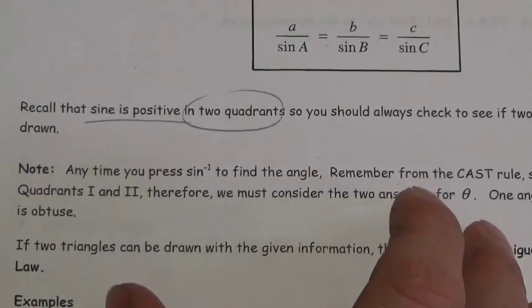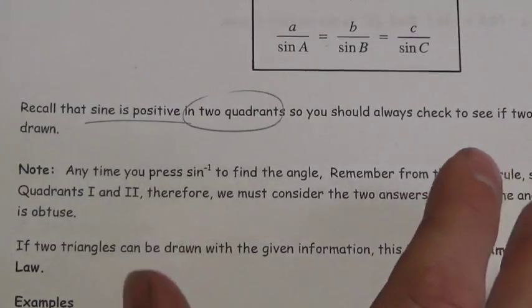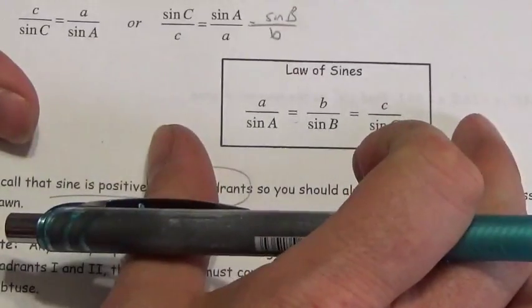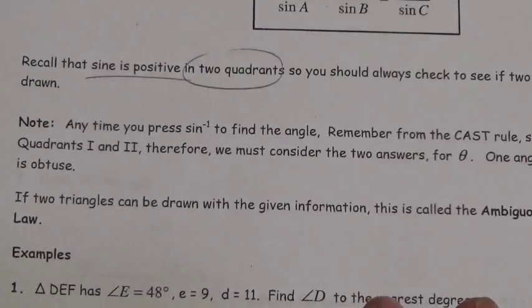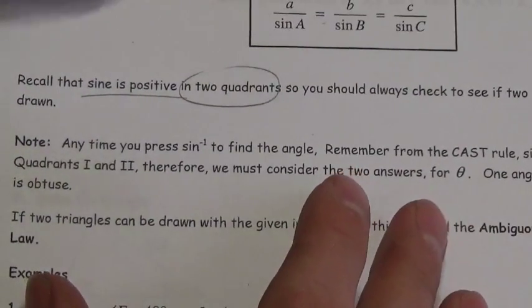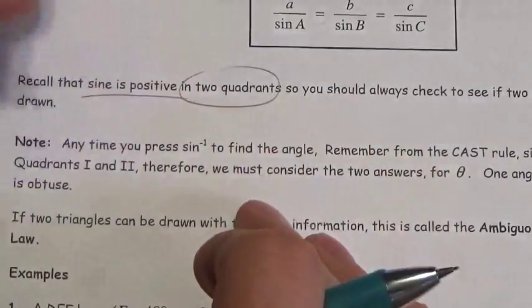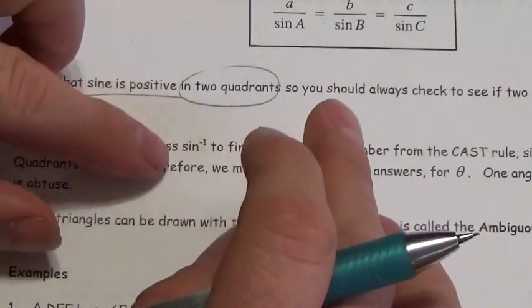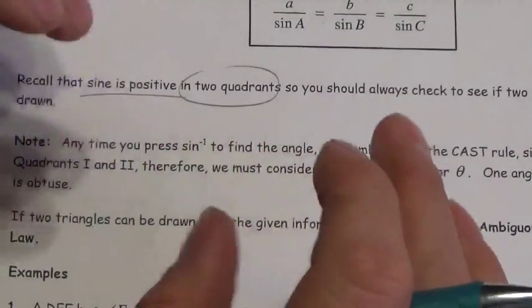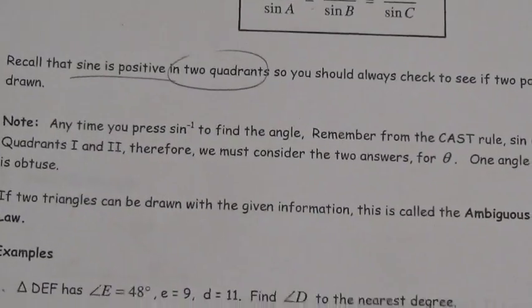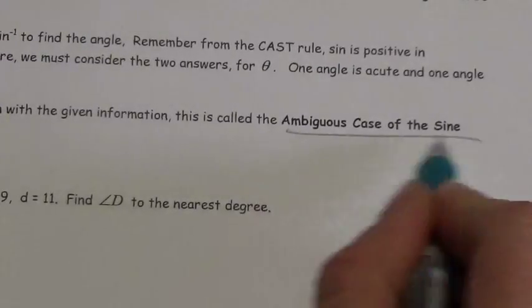But here's where we run into a little bit of problems. Sometimes, given the information that you've got, when you apply the law of sines, you're not quite sure which angle they're referring to. Are they referring to the acute angle or to the obtuse angle? Because remember, it is possible for two angles to have the exact same sine value. And so when you're solving for an angle, sometimes you can't tell. And we call this the ambiguous case of the sine law.